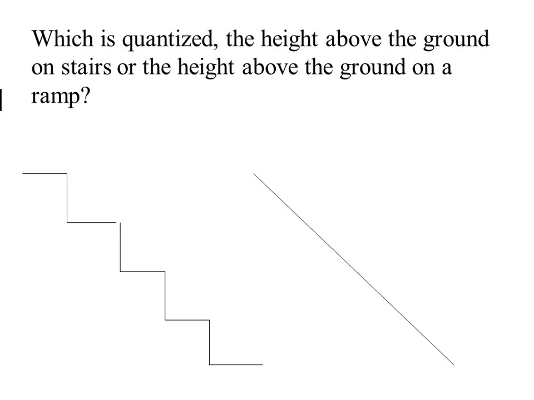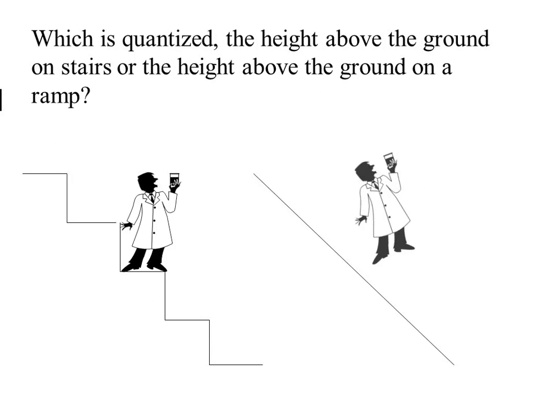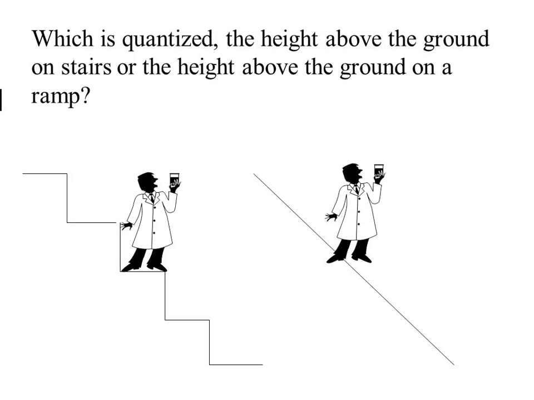So these two chemists that I'm showing here are both at the same elevation. But can you see the dude on the stairs, that his elevation is quantized? He can be on this step, or this step, or this step, or he can go down a step. His elevation is quantized. The dude on the ramp is not quantized. So this is more like what electron energy is like.